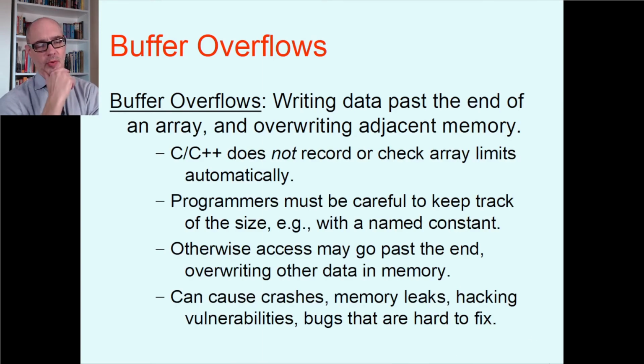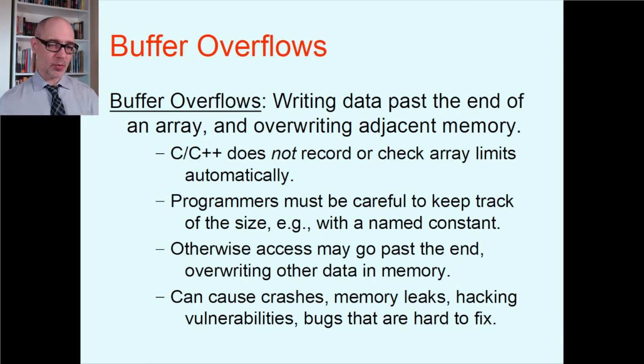So buffer overflows. Now, buffer is basically a synonym for array. It's a block of memory where you're going to save some stuff. You're going to write some information. So a buffer overflow is when you write data past the end of an array, go past the end of it, and therefore overwrite adjacent memory and wipe out some other data by accident.